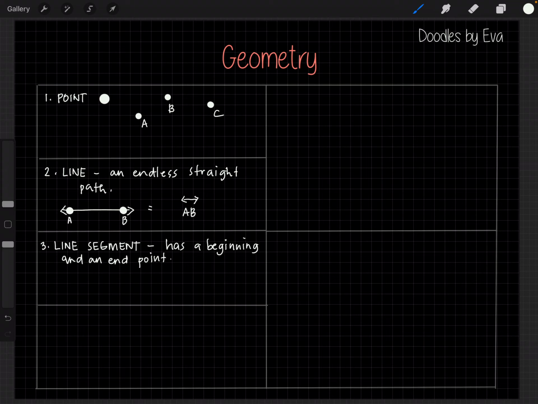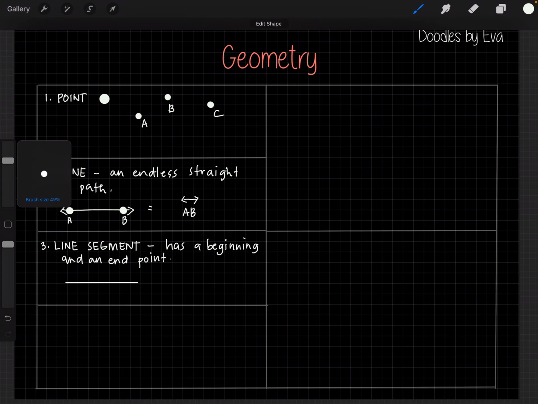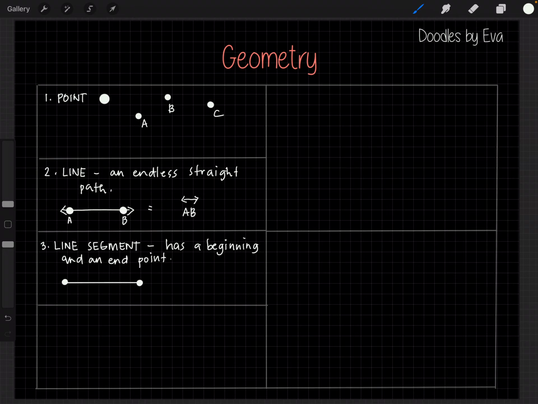Okay, so let's say this is point A and B. Okay? We have point A and B. So now, we call this segment AB or segment BA.